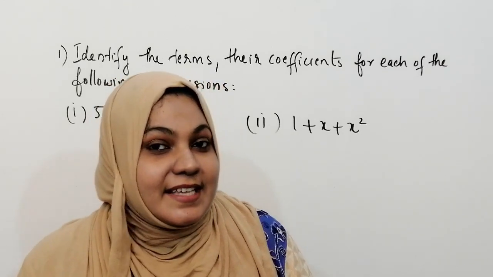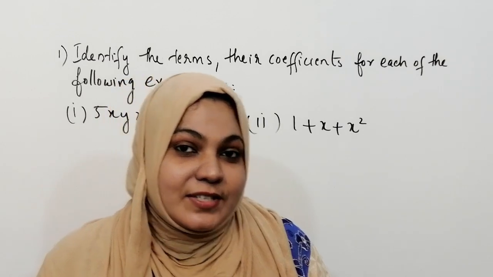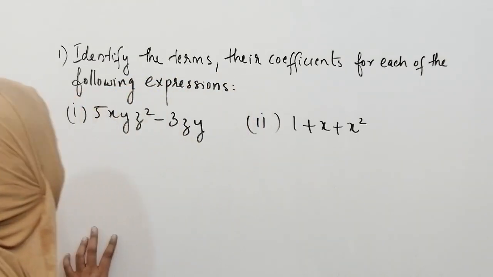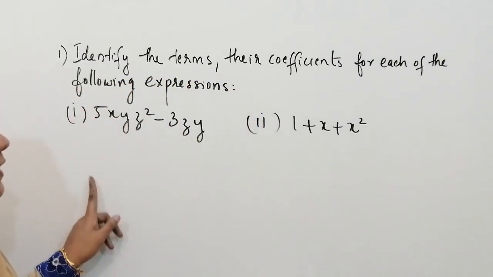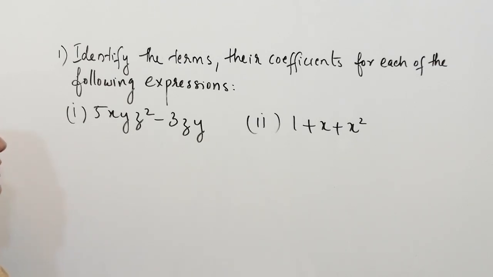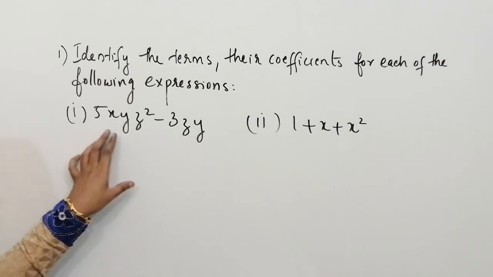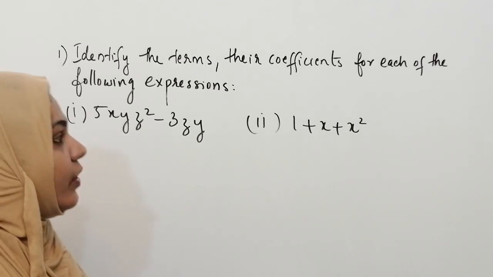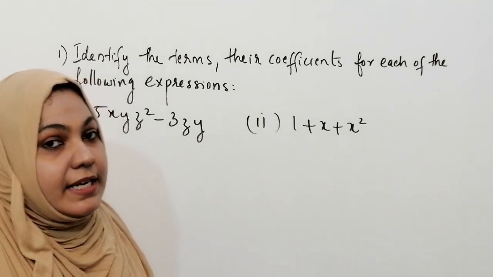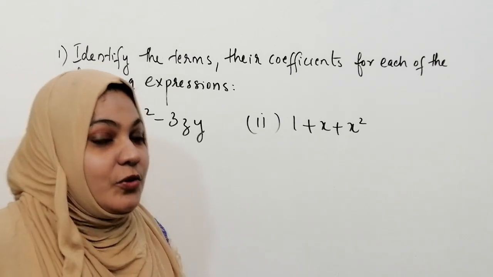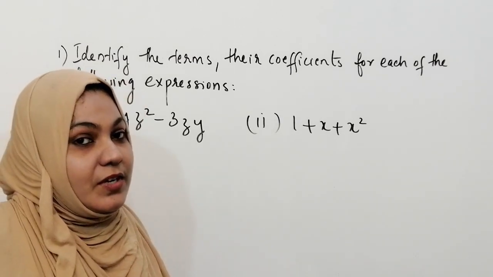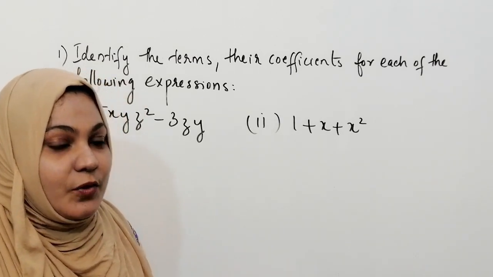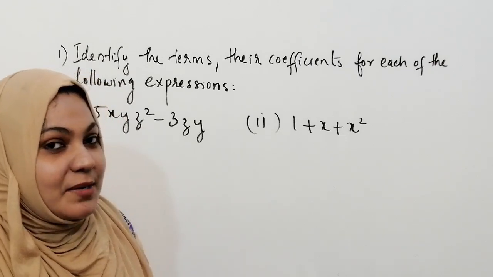Today we are starting exercise 9.1. So let's see what the first question is. Here you can see: identify the terms and their coefficients for each of the following expressions. The first question is 5xyz square minus 3zy. Before solving our question, we have to understand what terms and coefficients are. I already explained in my previous videos. If you are new to my channel, please watch my previous videos, then it will be really easy for you. I will give the link in my description box.